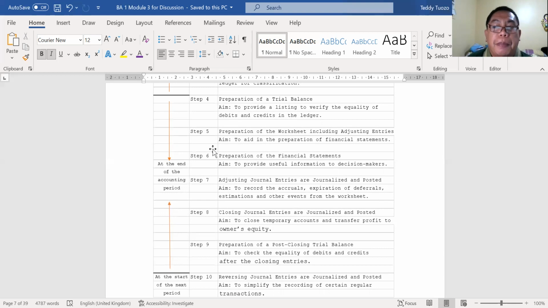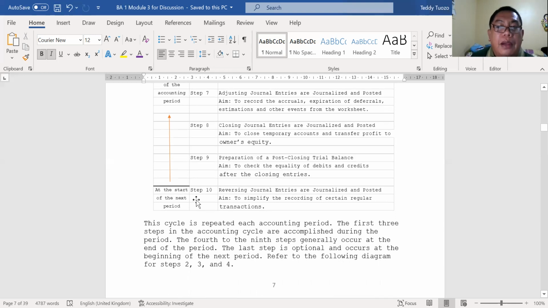You prepare that one. It is just tedious and laborious if done every month, if the business establishment is still manual. Meaning, the accounting system is not yet computerized. It is better, no? It is better.